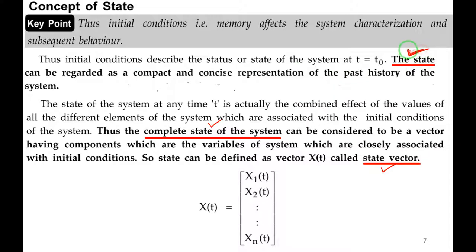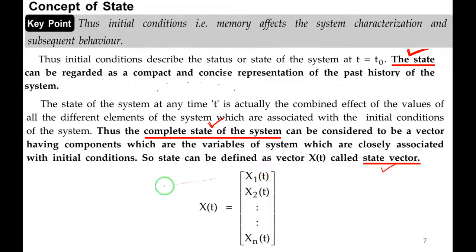There is another definition of state, which we'll see refined next. Right now we have defined what is state. Next, what is the complete state of the system? I'll read it out here. The complete state of the system can be considered to be a vector having components which are variables of the system which are closely associated with initial conditions. So state can be defined as a vector x of t called the state vector. I hope you have not understood anything.